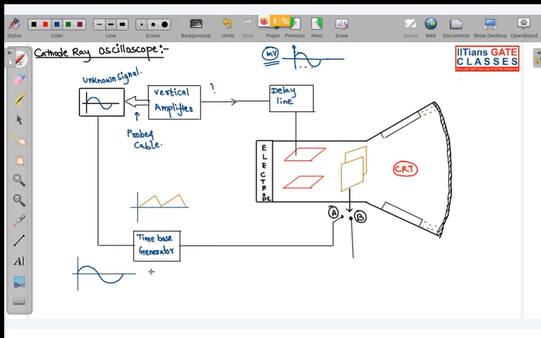Now tell me, why is this time base not connected to some horizontal amplifier? Why am I saying horizontal amplifier? Because this is being given to the vertical plates, and vertical plates deflect the signal in your x-axis. If you remember, this is the x-axis, this is the y-axis. So vertical plates deflect the signal in your x-axis. That is why I say horizontal amplifier. So why is there no horizontal amplifier?